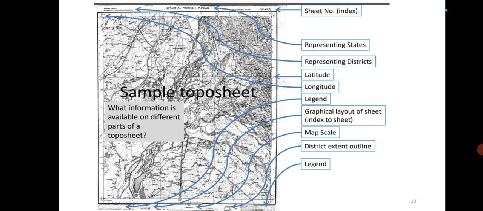Another important peculiarity of a topo sheet is that it contains details about the natural features and also about the man-made features. So what are the uses of topo sheets?